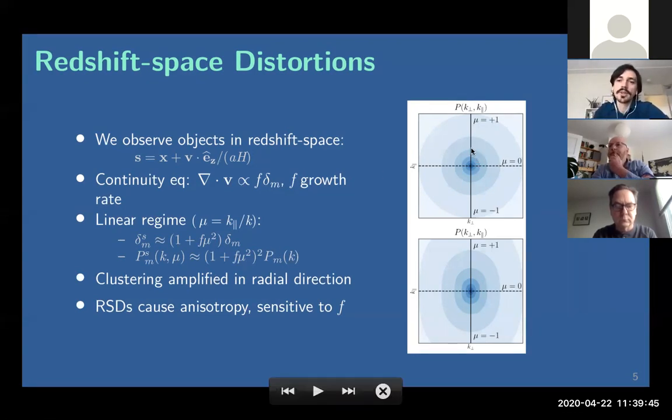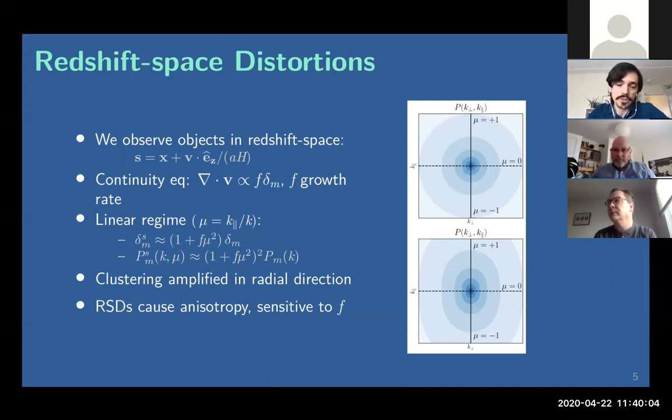Here I'm plotting basically how the isotropic power spectrum looks. This is just a mock-up plot, not a real power spectrum, but it shows that if you look at the radial direction or the transverse direction, it's the same in real space, while the bottom figure shows that in redshift space, the clustering is amplified in the radial direction. So redshift space distortions are one cause of this anisotropy, and the level of this anisotropy is sensitive to this growth rate. If this f is 0, if there are no redshift space distortions, we would expect a completely isotropic power spectrum.